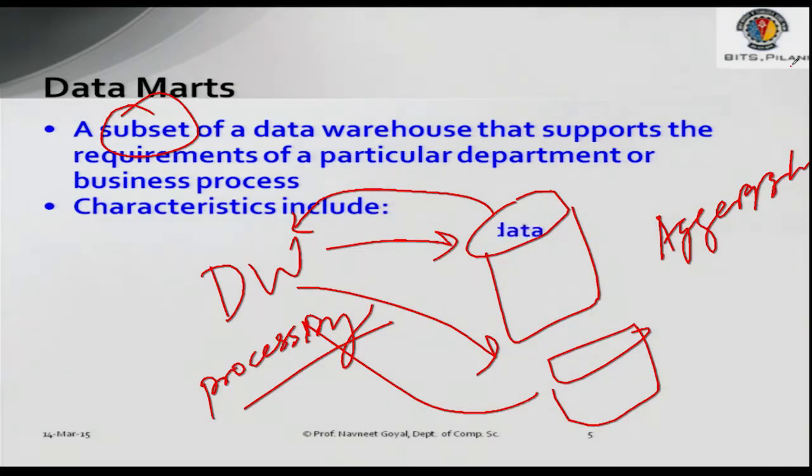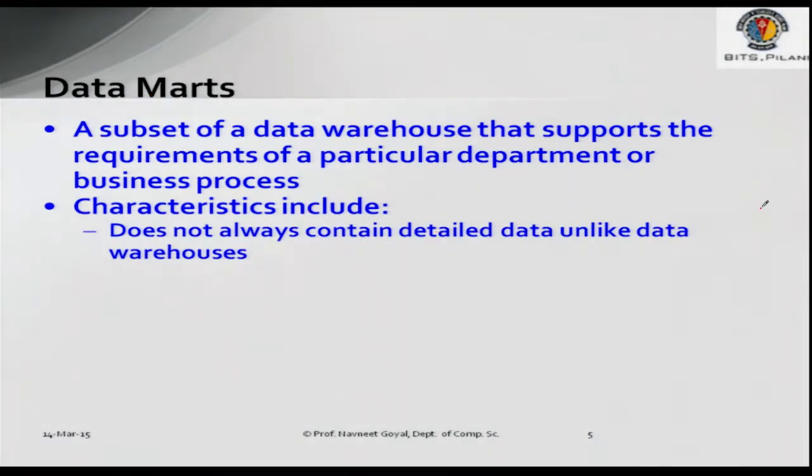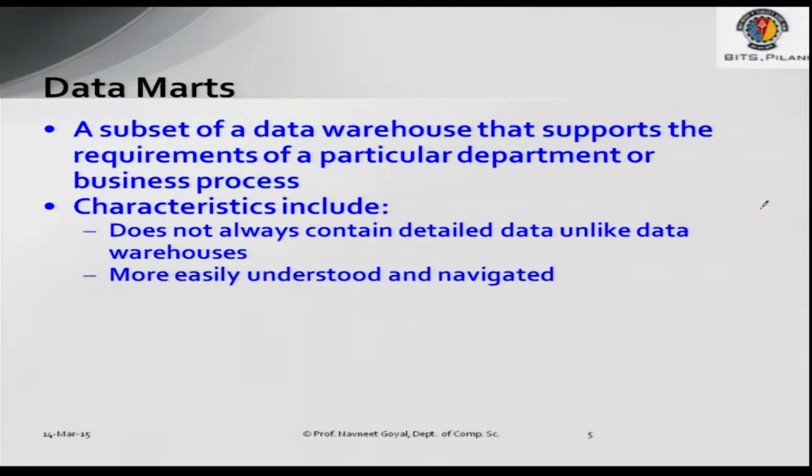So characteristics include: does not always contain detailed data, unlike data warehouses. More easily understood and navigated, because it is a kind of abstraction in the sense that you are not burdened with all the data that is there in the warehouse. Suppose you are working on a particular department, you will get to see only the data belonging to that particular department or that particular business process.